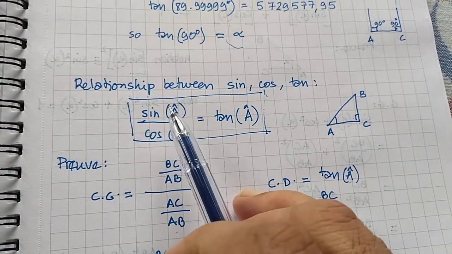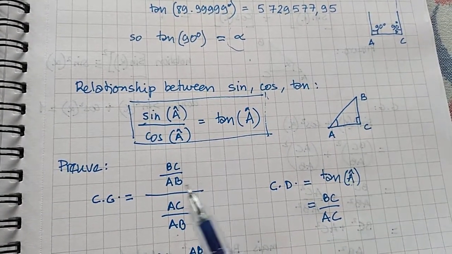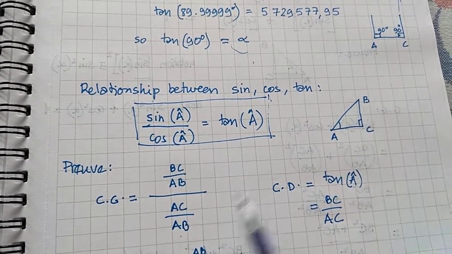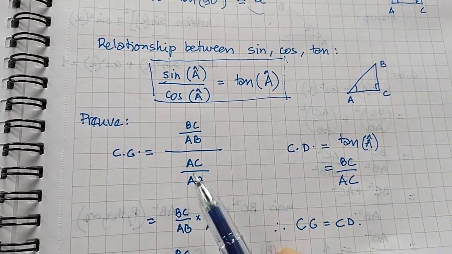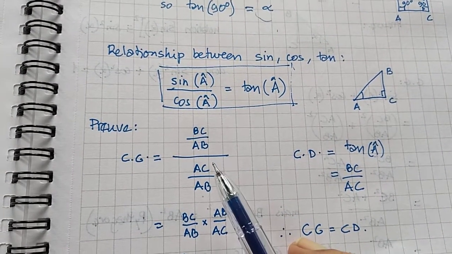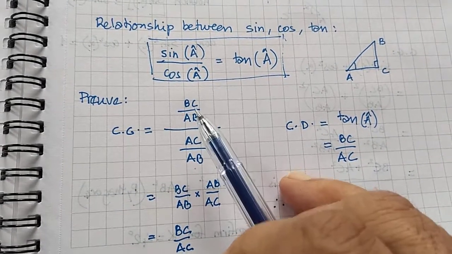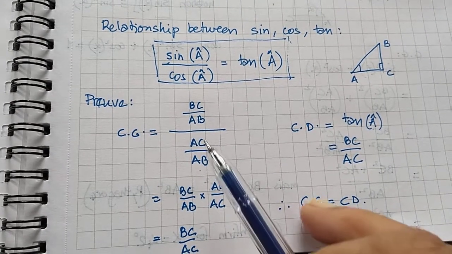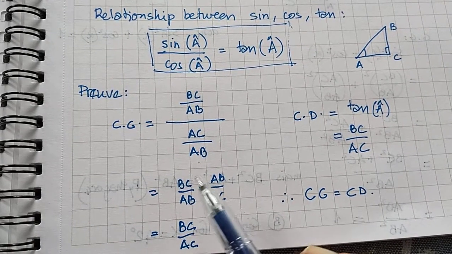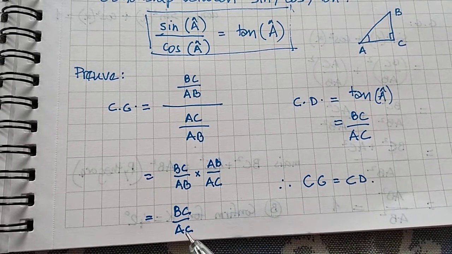The left side: sine of A is BC over AB. Cosine of A is AC over AB. If you have one fraction divided by another fraction, then it's the same as multiplying with the reciprocal of this. You flip this, so it will become BC over AB into AB divided by AC. So you will get this. Once you get this, you see AB cancels out. You will get BC over AC.